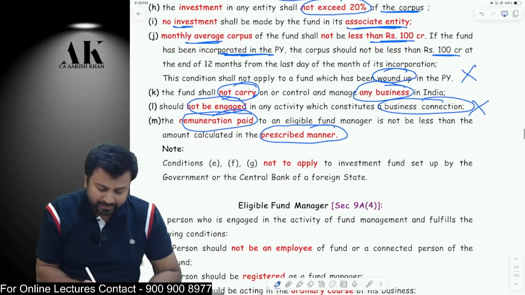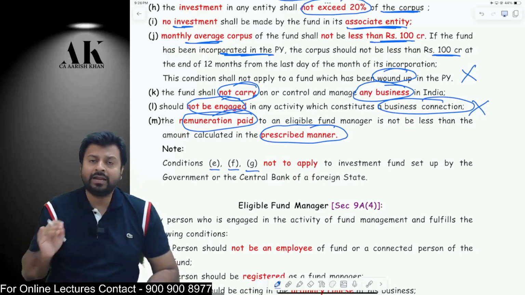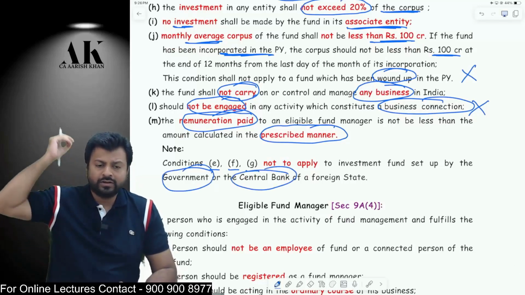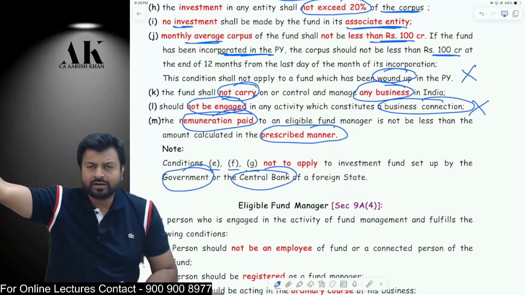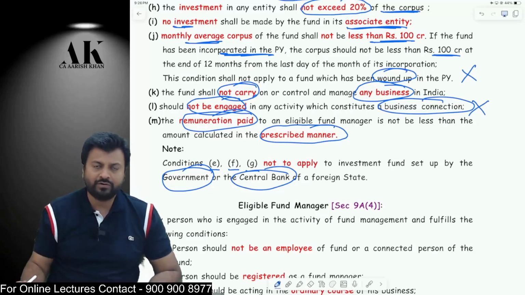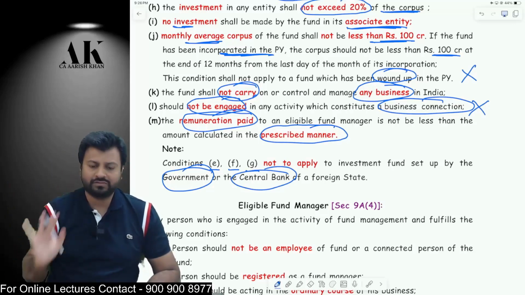Okay, now the conditions E, F, G are not applicable if the fund belongs to the government of a foreign country or the central bank of a foreign country. So if the fund belongs to the government of Singapore or the central bank of Singapore, then in that case E, F, G need not be fulfilled. Then only 10 conditions have to be fulfilled out of the 13 conditions.